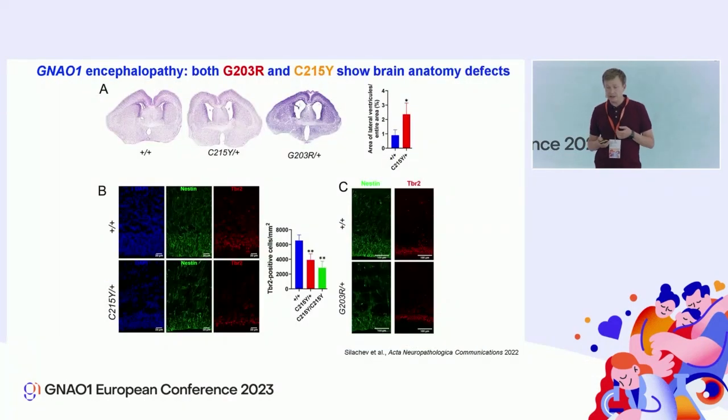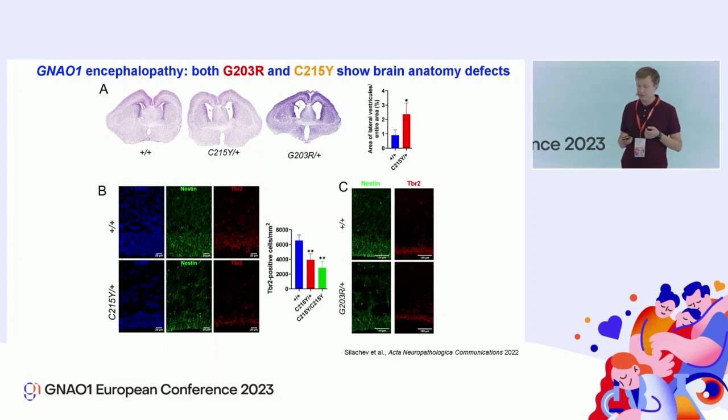And we have also analyzed the brains of the C215Y mice and also of a few newborns of G203R, which were basically dead immediately, so we could still preserve their brains. And we found that there are some developmental defects. So TBR2, for example, is decreased in the levels.